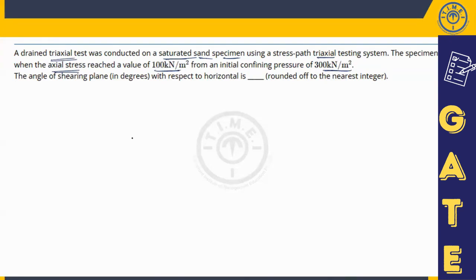That is nothing but the angle between the major plane and the minor plane. Angle of shearing plane with respect to horizontal means the angle between the minor plane and the failure plane. First we need to calculate phi, and next we need to calculate the angle between the minor plane and the failure plane.